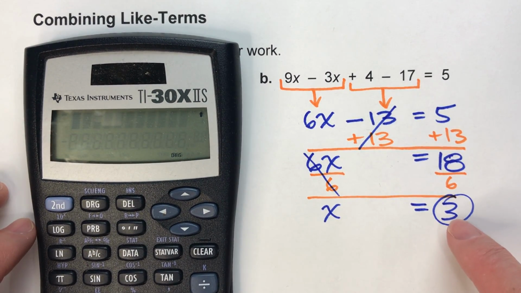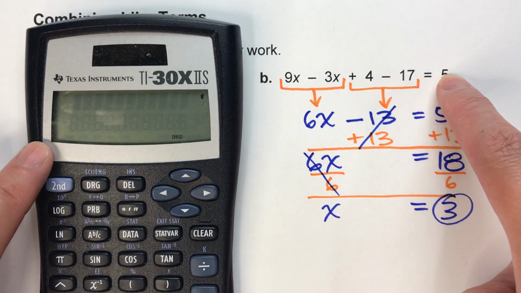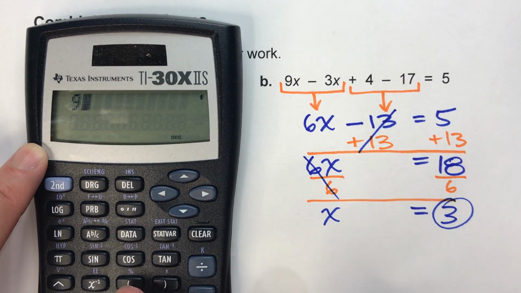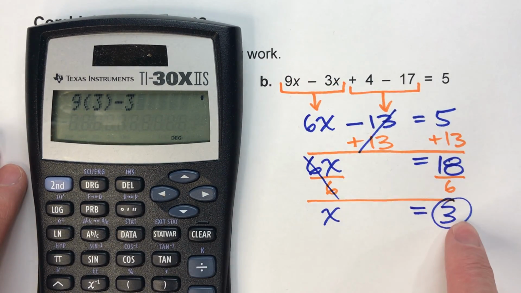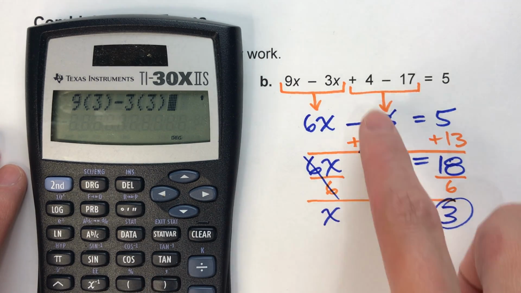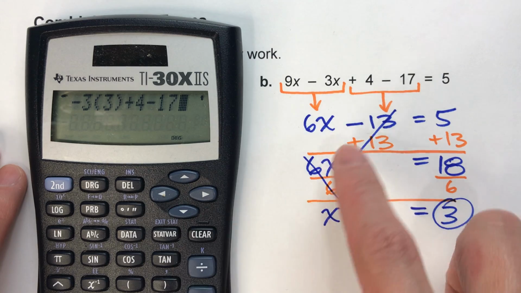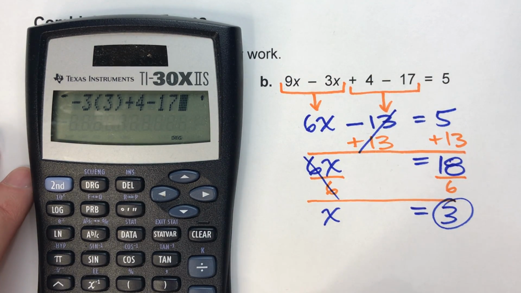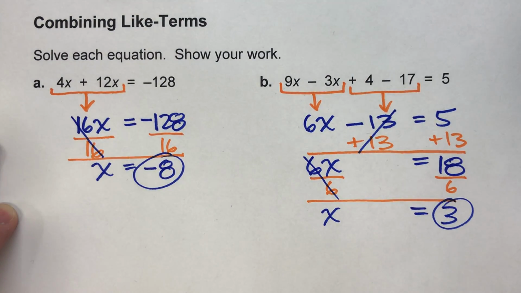All right, and again, if we want to check our answer with the calculator, it's pretty easy to do. All we have to do is put 3 in everywhere where x is. And this original equation is a little long, but I'll try it. Here we go. 9 times 3, minus 3 times 3, plus 4, minus 17. So hopefully all of that should equal 5 if we've got the correct answer. And look, it does. All right. So we know for sure that our answer is correct.